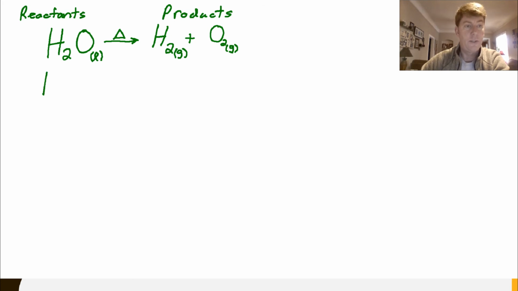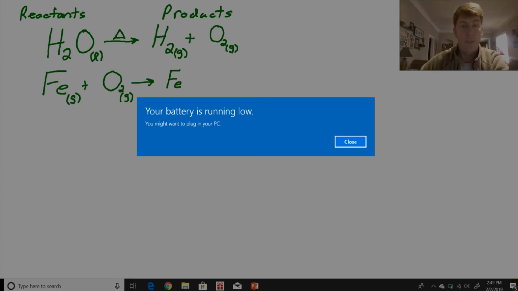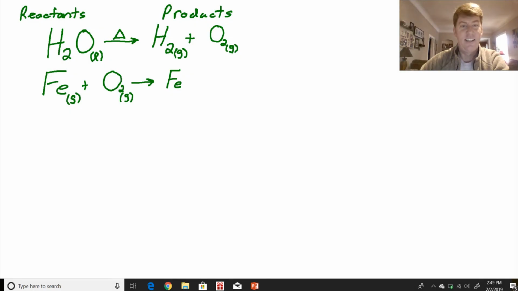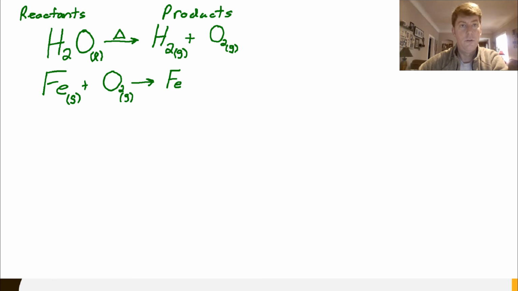I brought up rust, so let's see that one. We've got iron, and iron is a solid, and it's going to react with oxygen gas. So O2 again, since it's diatomic. And we are going to make iron(III) oxide, which is Fe2O3, and rust is going to be a solid.